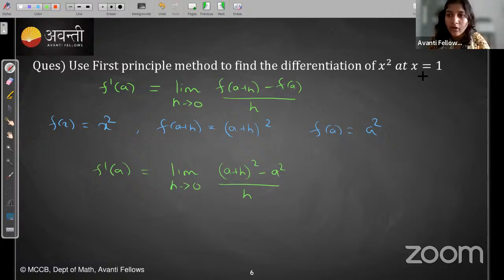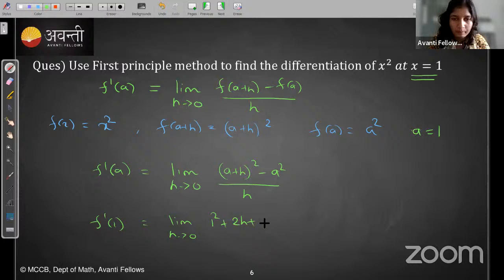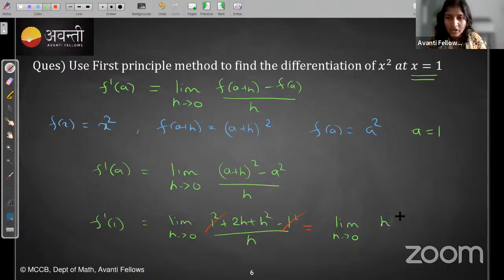Now they have already given a point here, x equal to 1. So in the place of a, we are substituting the value 1. So it is nothing but f dash of 1 equal to limit as h tends to 0. Observe here, it is of the form a plus b whole square. So apply the identity. We will get 1 square plus 2h plus h square minus 1 square, divided by h. Observe here, this 1 minus 1 cancels. And we will end up with limit as h tends to 0. Take h common: h times 2 plus h, divided by h. The h cancels. Now apply the limit and tell me what we will get here. What will be the answer?